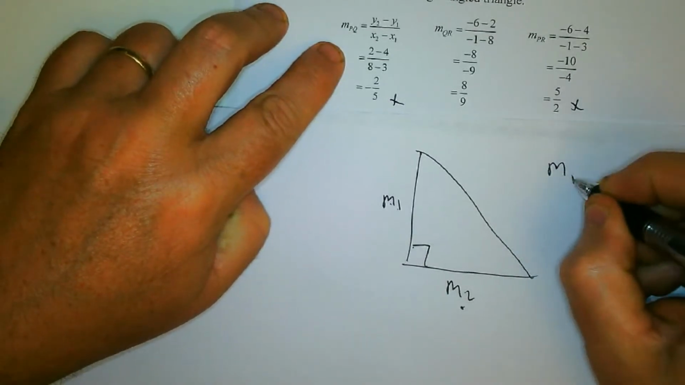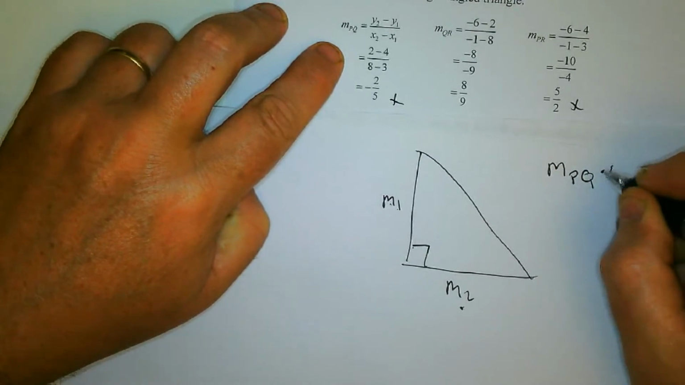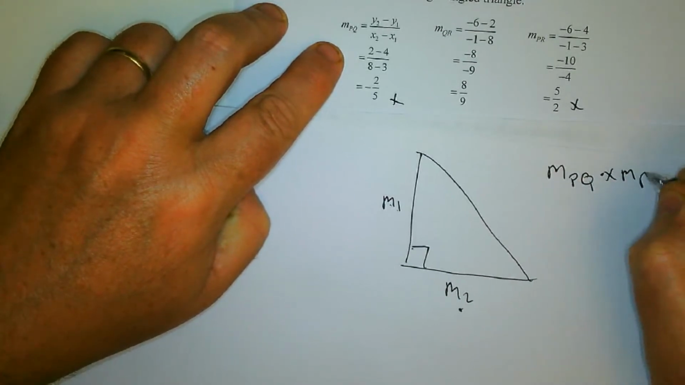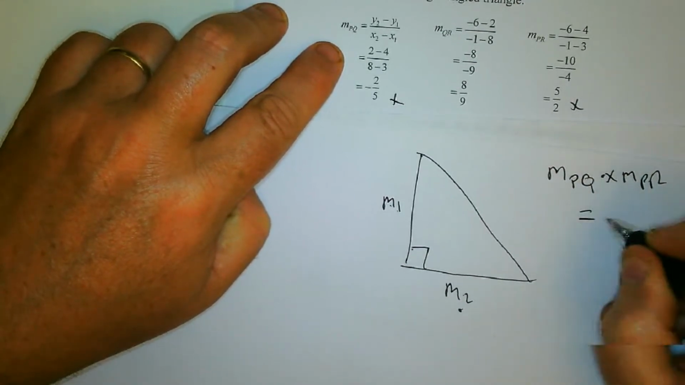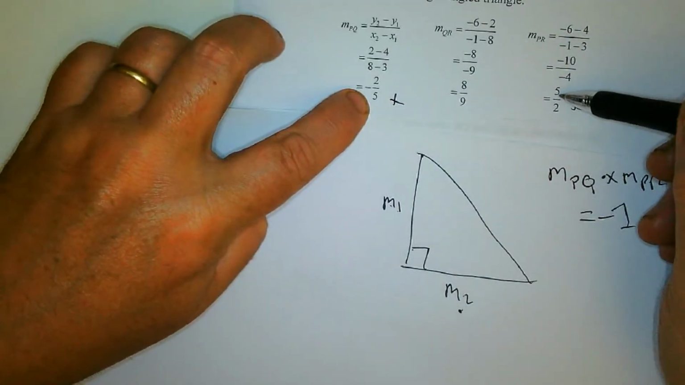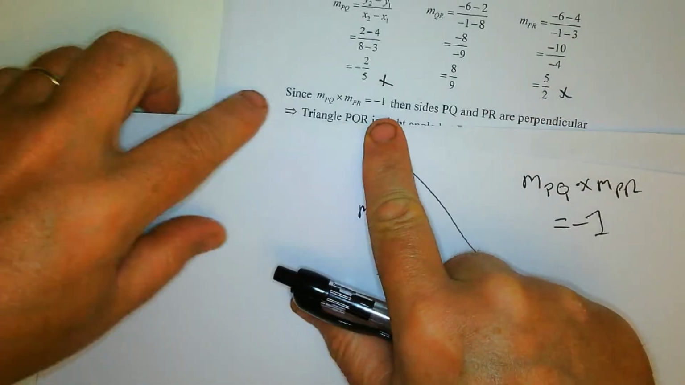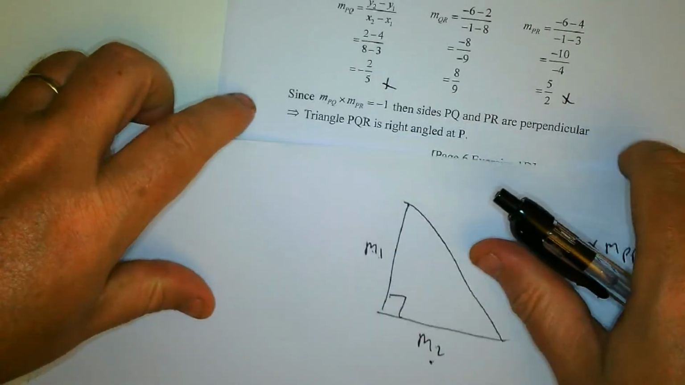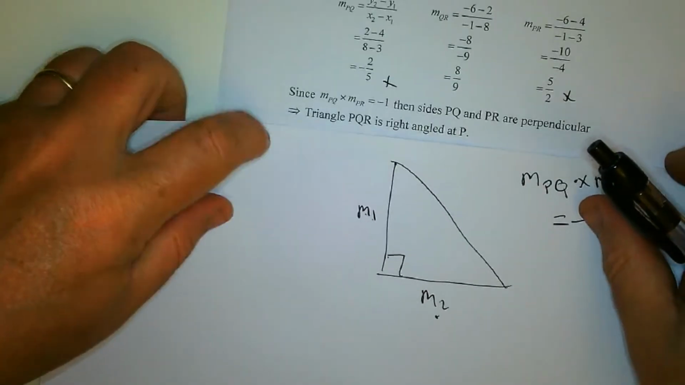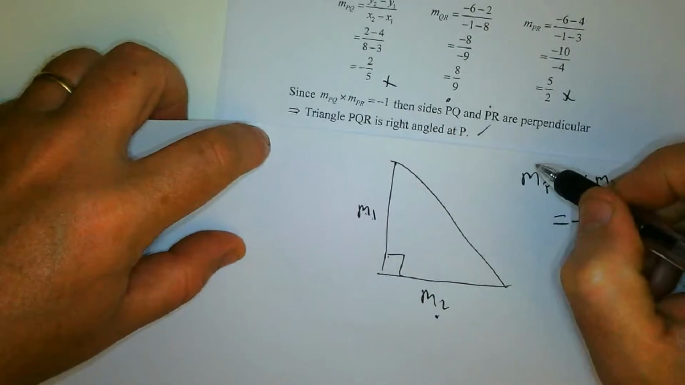So m PQ times m PR equals minus 1: minus 2 over 5 times 5 over 2 would equal minus 1, so there you go. So they're perpendicular, so it's right angled at P, because the common point is P. Okay.